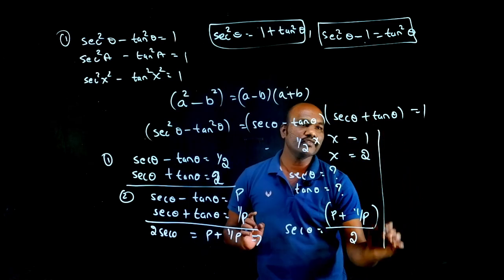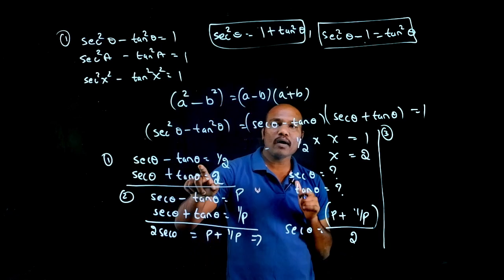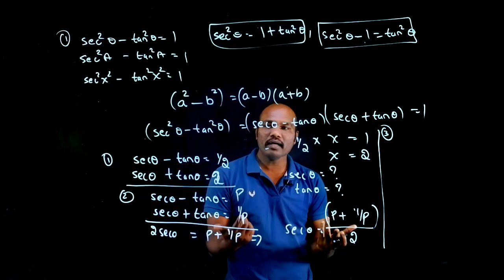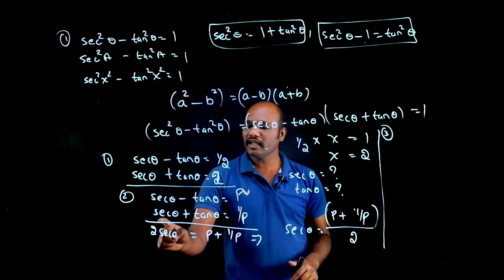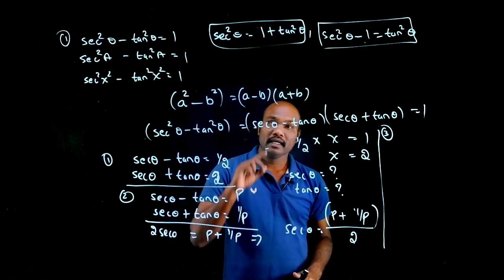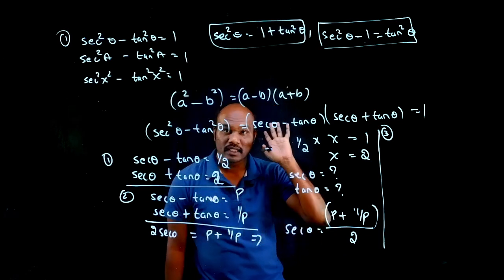The third question for you. This is the first question I asked: secant theta minus tan theta is 1 by what? Secant theta plus tan theta. Next question: secant theta minus tan theta equal to P. What will be secant theta plus tan theta? That will be 1 by P. Next question: find the value of secant theta and tan theta when secant theta minus tan theta is given as P. That was the second question.